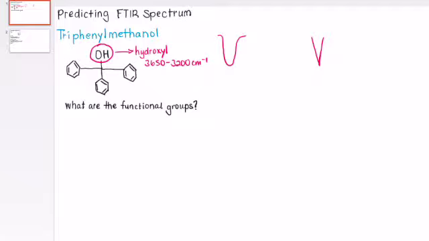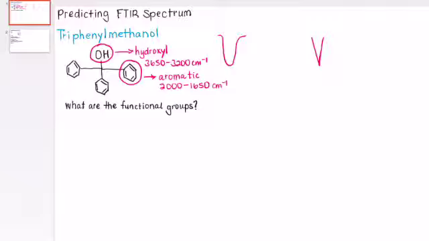The other functional group in this molecule is our benzene, or our aromatic functional group, and there's three of them, hence triphenyl, but I'm just going to label one, so our aromatic. Looking at the table, I can see that stretch is between 2000 to 1650. So that's where we can expect to see the rings show up.